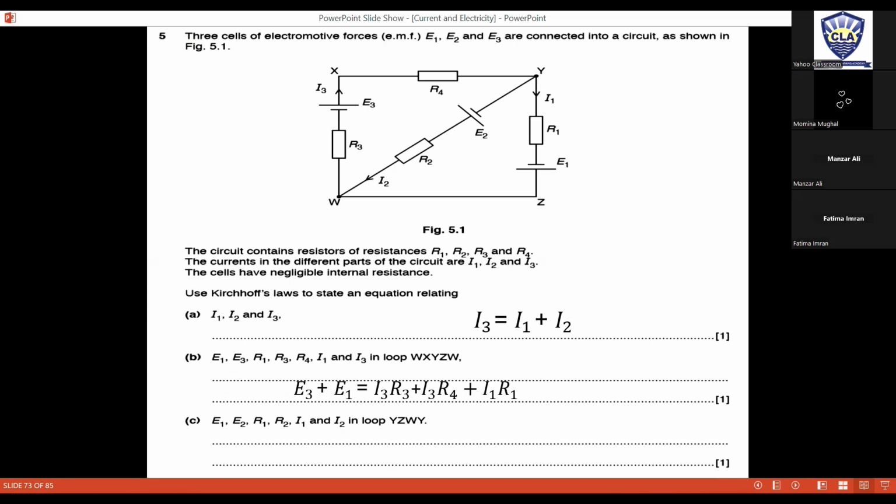Okay, second case, YZWY. If you observe, E2 and E1 are connected positive to positive or negative to negative. So one of them will be considered as the smaller battery. For example, if I say E2 minus E1, I2 R2 will be positive, but I1 R1 will be considered as negative because E1 is to be considered as the smaller battery in this case. So you just have to write the equation properly. Generally, Kirchhoff's law requires that.